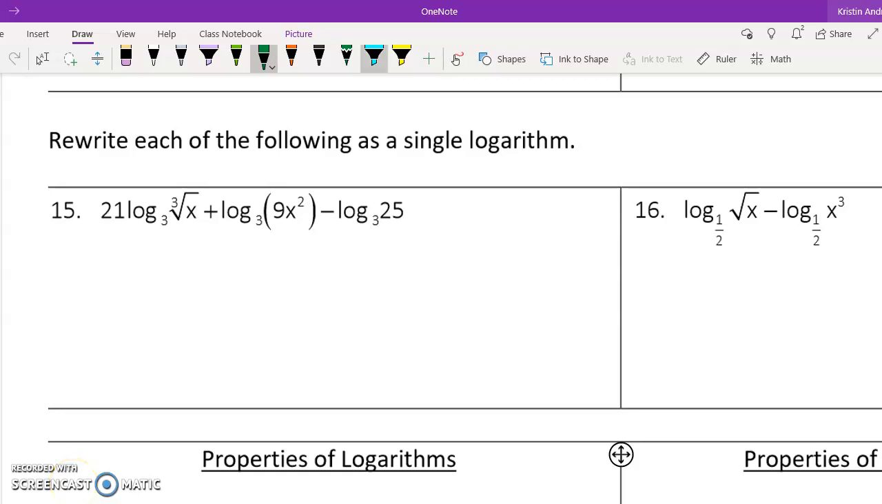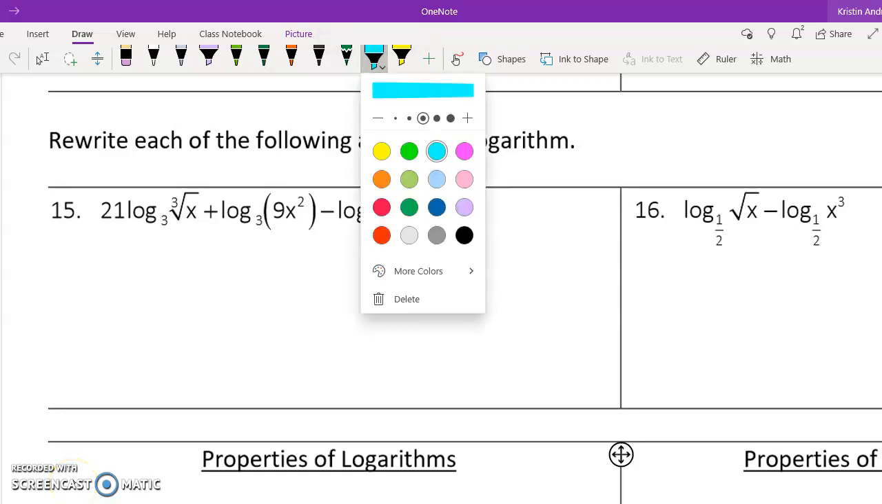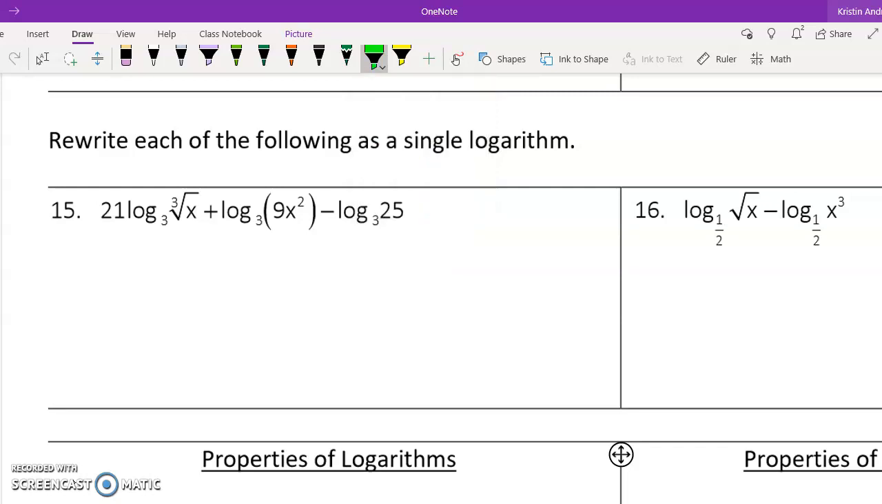Okay, this is going to be the last video for today. This one says rewrite each of the following as a single logarithm. So I'm noticing the word single right now. Number 15 has 1, 2, 3 of the word log in it. So I have to combine that so it only has 1.